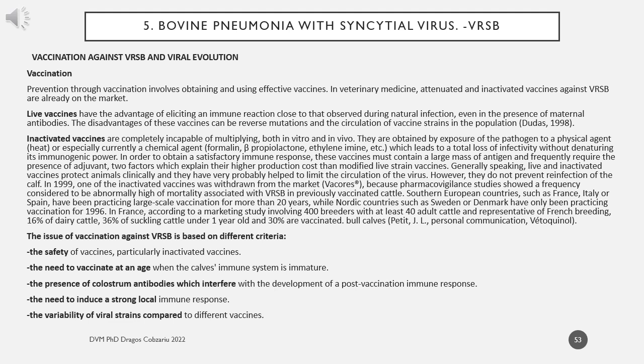The safety of vaccines, particularly inactivated vaccines. The need to vaccinate at an age when the calf's immune system is immature. The presence of colostral antibodies which interfere with the development of a post-vaccination immune response. The need to induce a strong local immune response. The variability of viral strains compared to different vaccines.